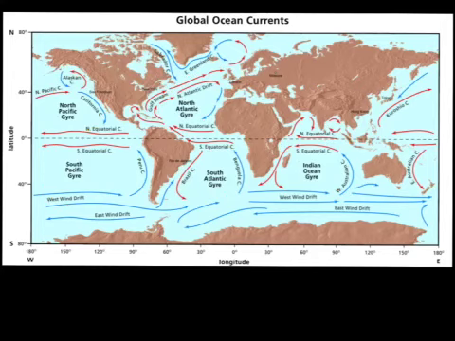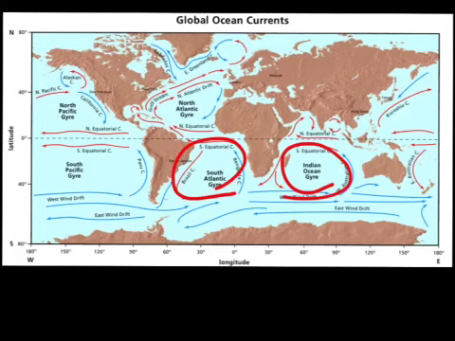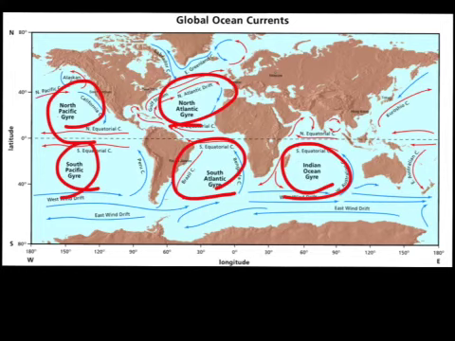There also aren't any gyres here because there are no land masses blocking the currents to create a gyre. There are gyres here because there are land masses creating a gyre.